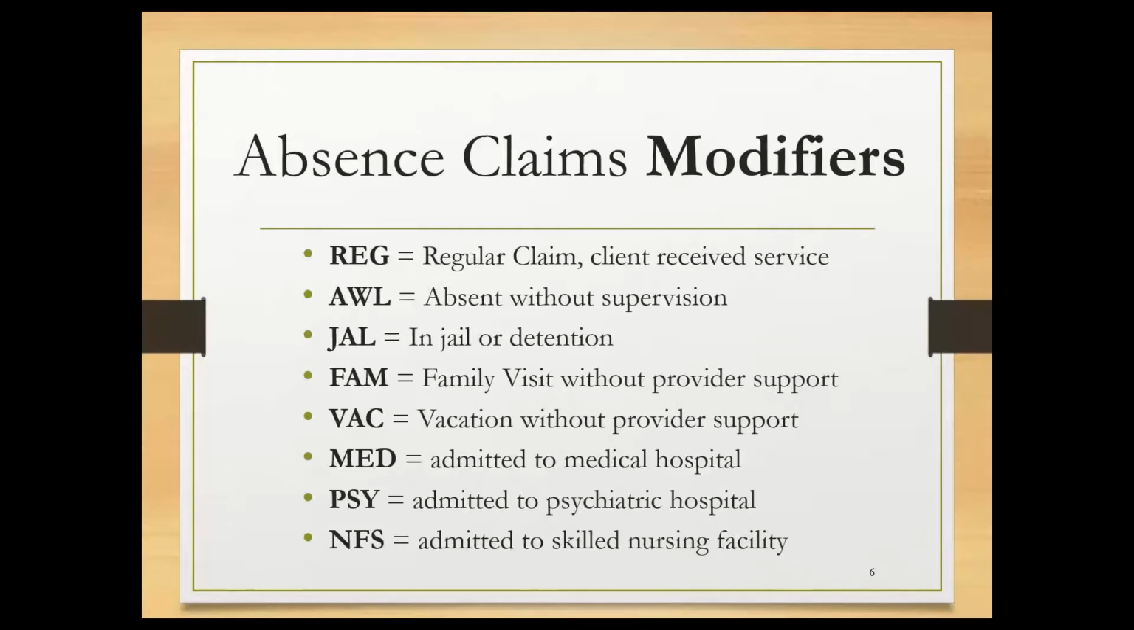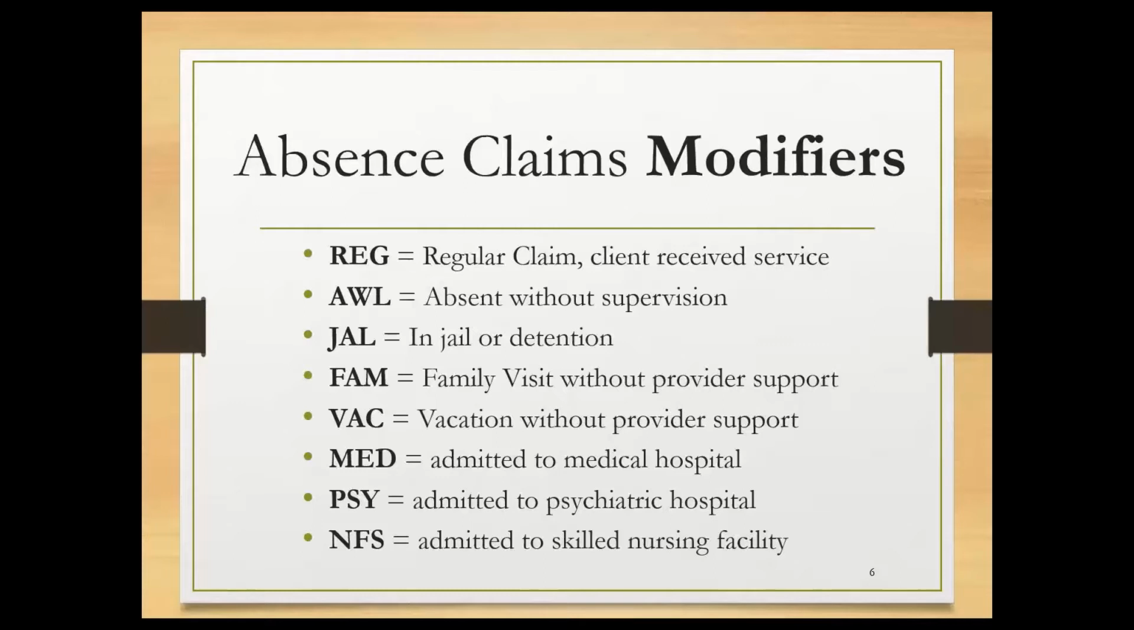The absence claim modifiers that are currently in the system available for use right now are shown here. REG is a regular claim, meaning the client is present and they received your service just as normal. AWL means that they're absent without supervision. Perhaps you have somebody that likes to go to 7-Eleven without permission and they take off for a bit. Or jail, JAL means that they're in detention or jail without supervision.